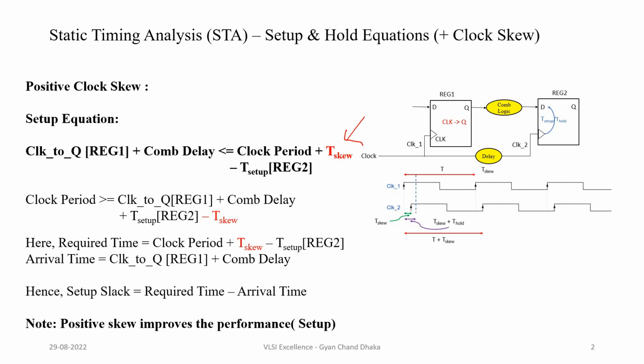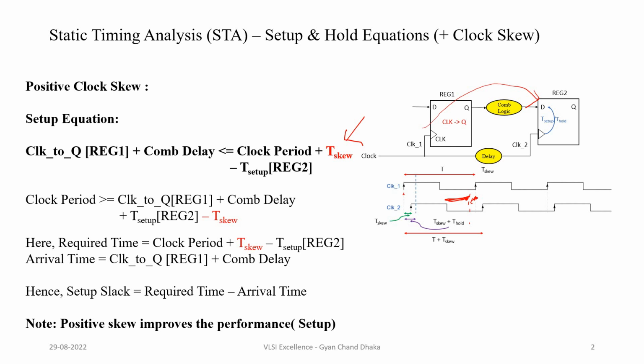The idea of the setup equation is that the total propagation delay, from when the data is launched to when it reaches the data input pin of the capture flip flop, should be less than the clock path delay. The data is launched at this clock edge and reaches the capture flip flop at this clock edge. So the total data propagation delay should be less than the clock period minus the T setup. Basically the data should reach before this point. Correct.